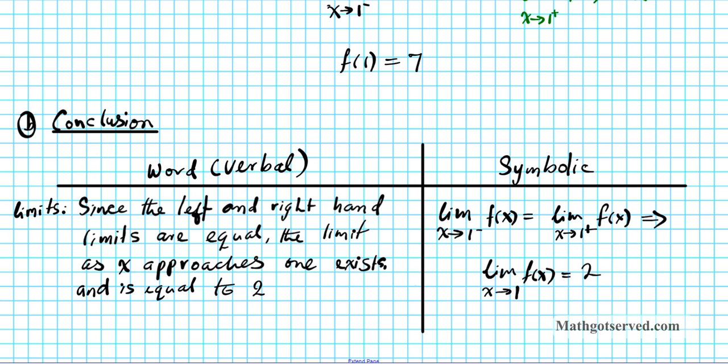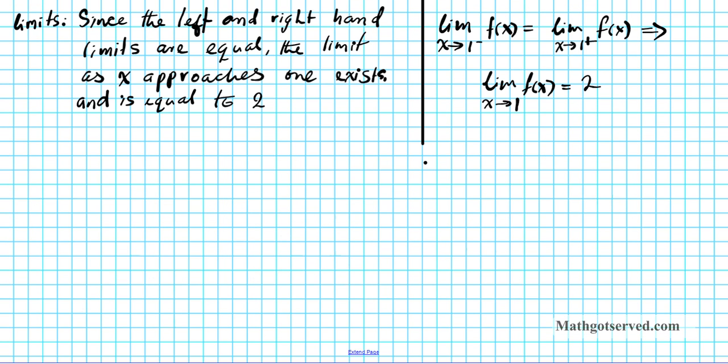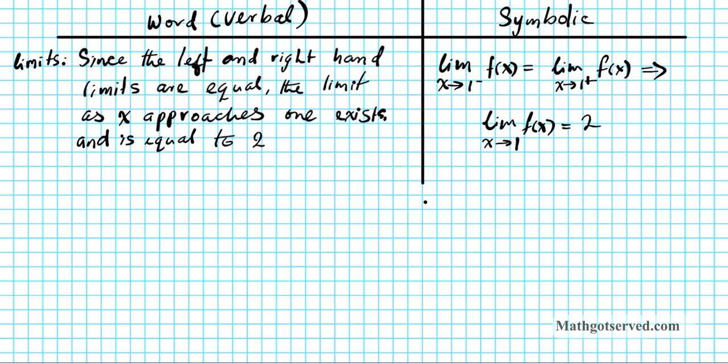Remember that in order for a limit to exist, the left and right hand limits must be the same, and the limit value is basically what they are equal to. Now, how about continuity? What conclusion can we state here concerning continuity using the results that we just got from the problem? Let's take a look at it. So, continuity.